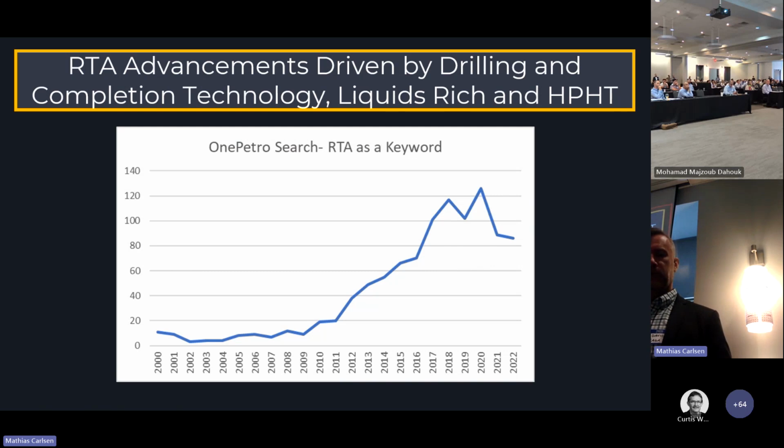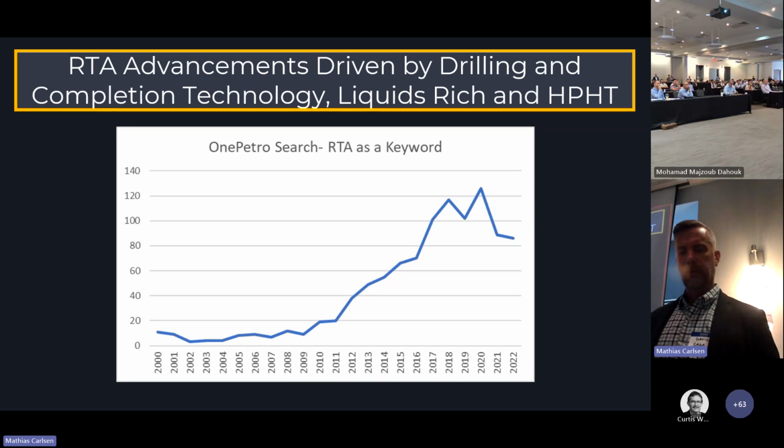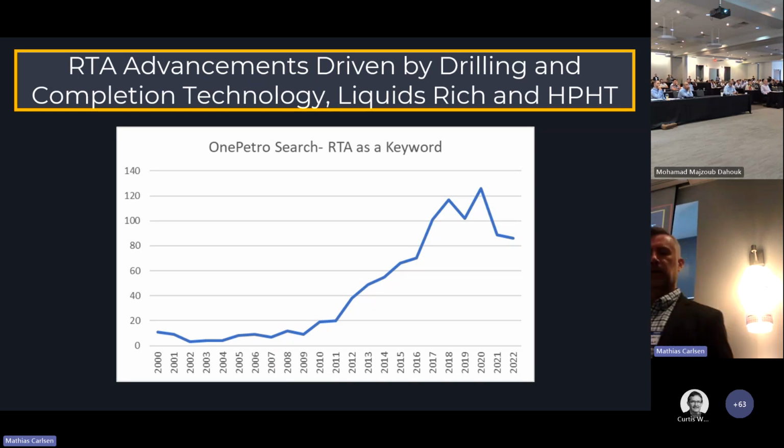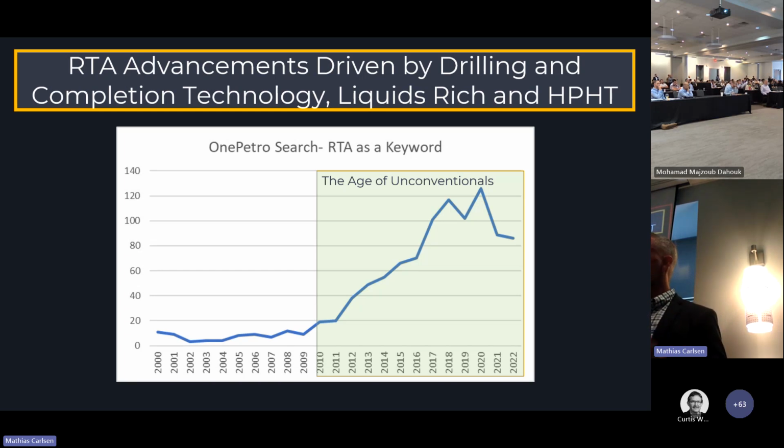I did a OnePetro search and just plotted in Excel how many times RTA was a keyword in an abstract or a title. And as you can see, it really starts to blow up after about 2012, 2013. That's probably no coincidence that that's the age of unconventionals. That's where people started really using RTA. The idea of having a well performance analyst or an RTA engineer started to take hold. And that's still the case today.